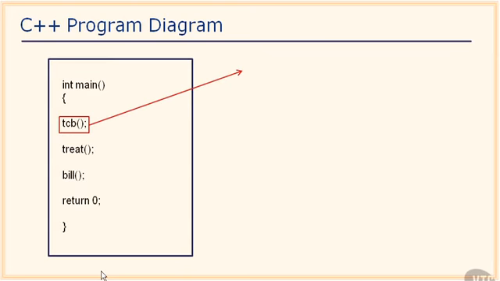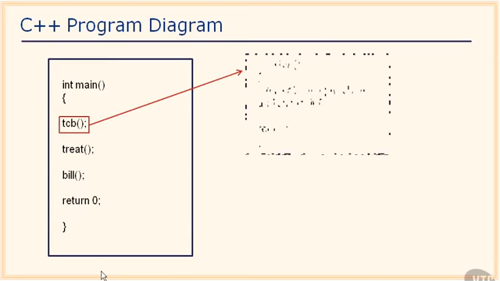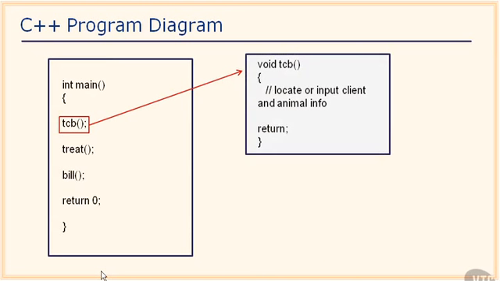Now somewhere out there in our code, outside of the main function, we have created another function, and this one, notice it has void in front of it. We will talk about that later in a separate video. But this function is called TCB, and you'll notice it has its own braces. We'll talk about those later. And we've got a little comment here telling us that we're going to put some code in here to locate or input client and animal information.